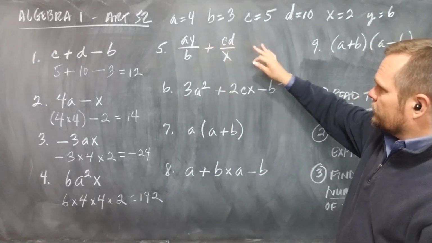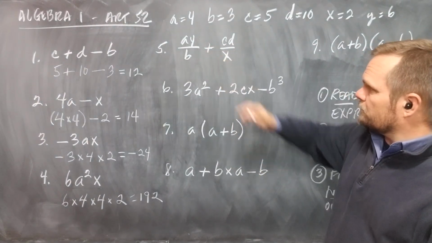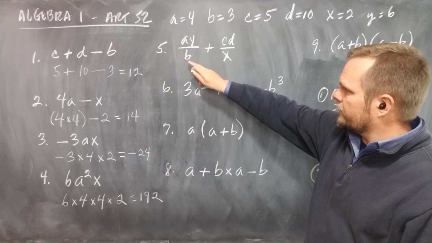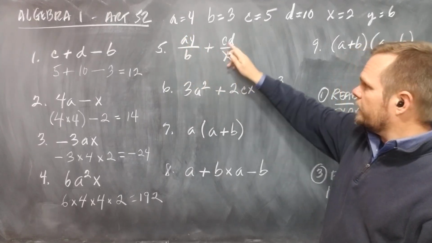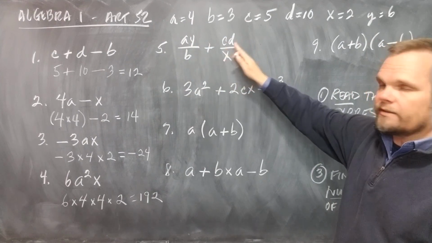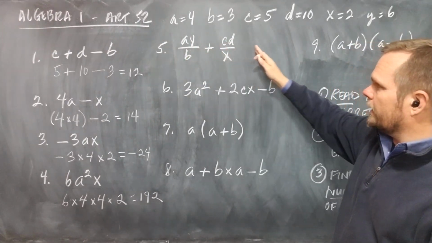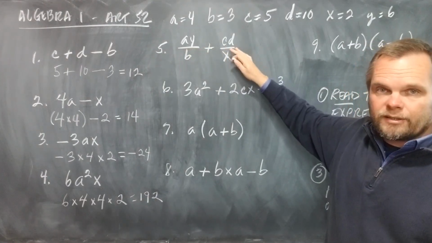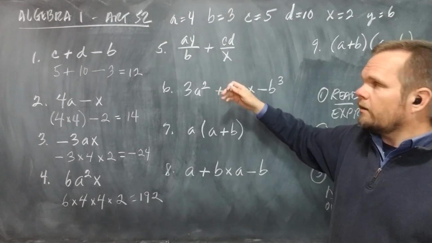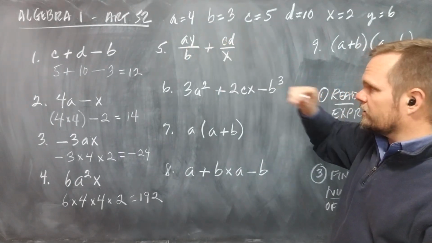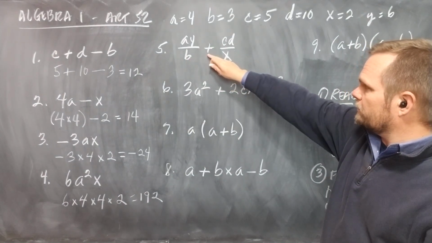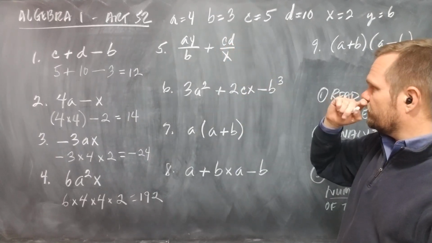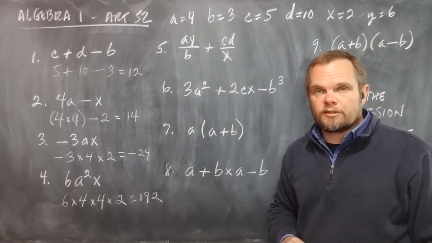Now, if we look at this expression, we see that there's a plus sign, and therefore we have two terms. A times y divided by b is one term, and c times d divided by x is a second term. So this is a binomial. Even though it looks a little complicated, because we have this written as fractions, which signifies division, it's simply two terms separated by a plus sign. It's a binomial, okay?